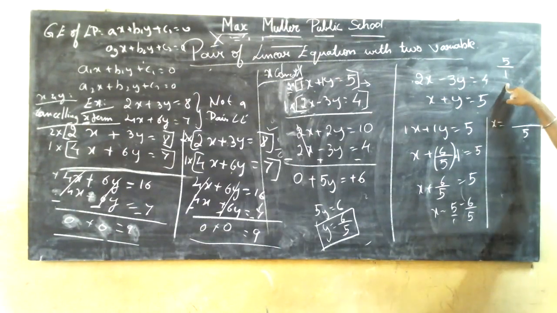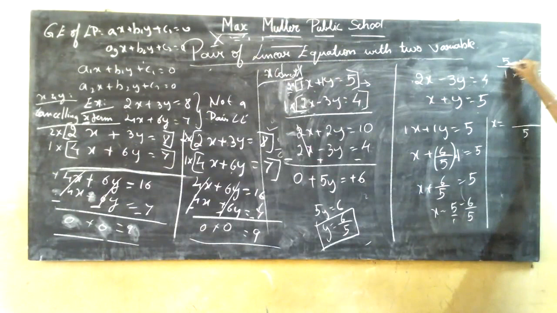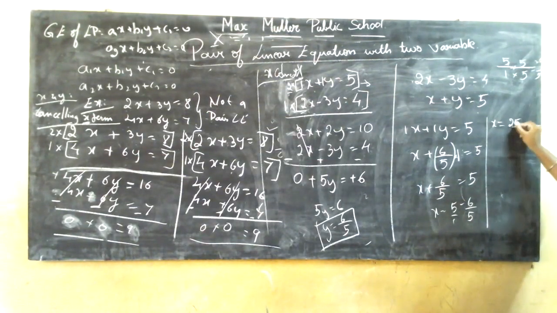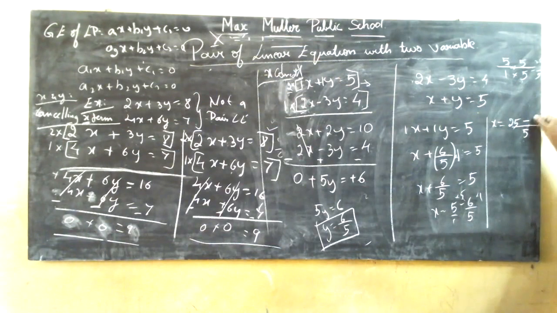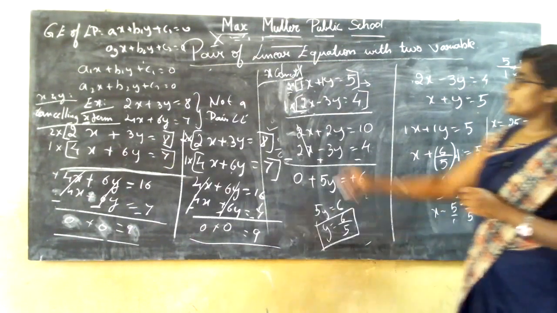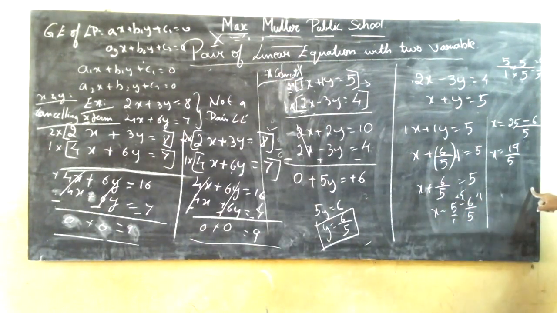In the denominator you have 1, so you are going to multiply both the denominator and numerator by 5 because you want the denominator as 5. So 5 fives are 25. Or you can also cross multiply, and 6 into 1 is 6 itself. So 25 minus 6 is 19 divided by 5. So the value of x you got as 19 divided by 5. This is when you cancel the x terms. When you cancel the x terms, initially you get the y value, then you get the x value.